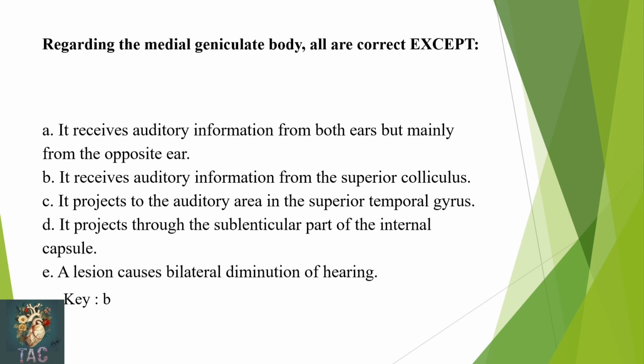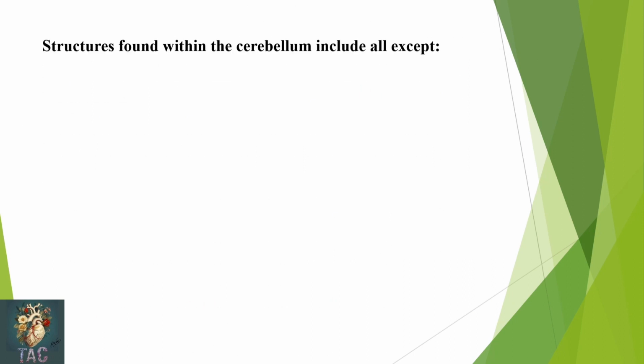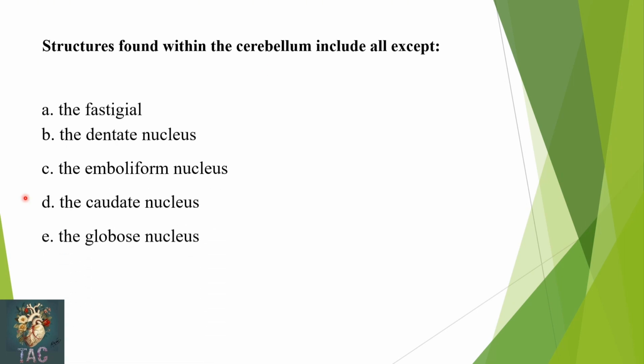Structures found within the cerebellum include all except: vestigial, the dentate, the emboliformis, the caudate, and the globus pallidus. We all know that the caudate nucleus is not part of the cerebellum, and this is the correct option for this MCQ.